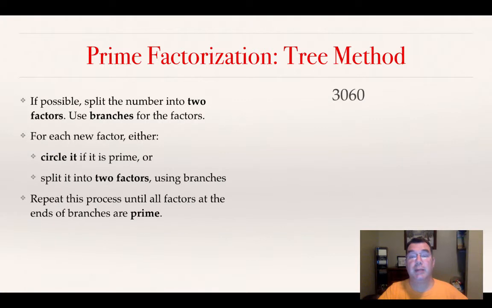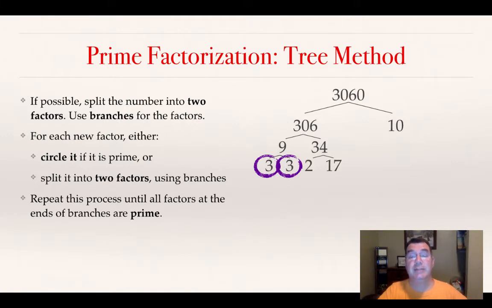So let's go over that process with the number 3060. I know that 3060 can be divided into 306 times 10. And now let's look at the 306. That can be factored into 9 times 34. And let's focus on the 9 and the 34. 9 can be factored into 3 times 3. Now each of those 3's is prime, so I'm going to circle it, meaning that I'm done with those branches of the tree. Now looking at the 34, that can be factored into 2 times 17.